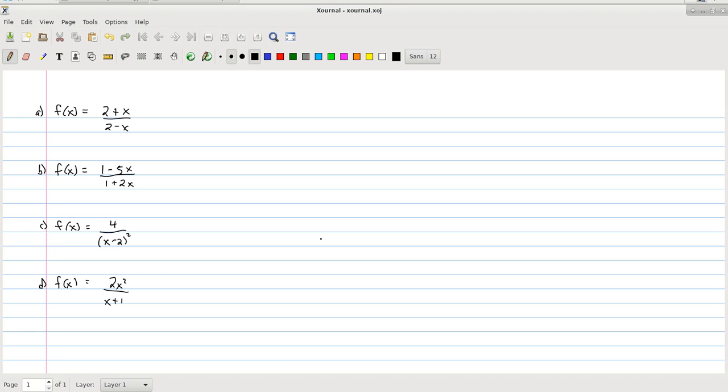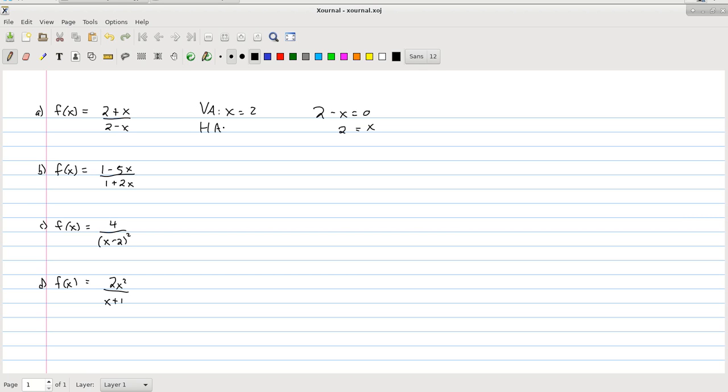Identify the asymptotes for each of the following functions. Part A. Vertical asymptote we can do first. To do this, you set the denominator equal to 0. So we set 2 minus x equal to 0. If you add x to both sides of the equation, we get x equals 2. So there's our vertical asymptote.